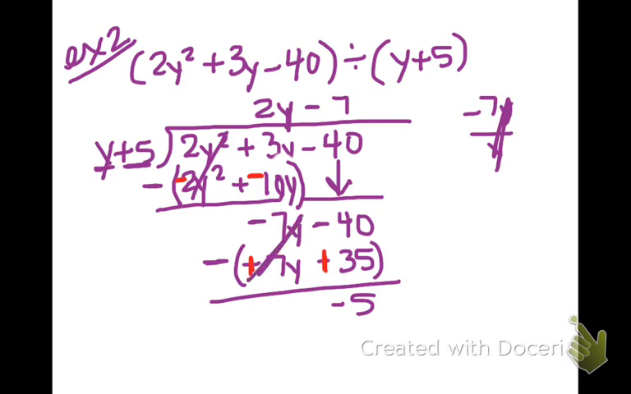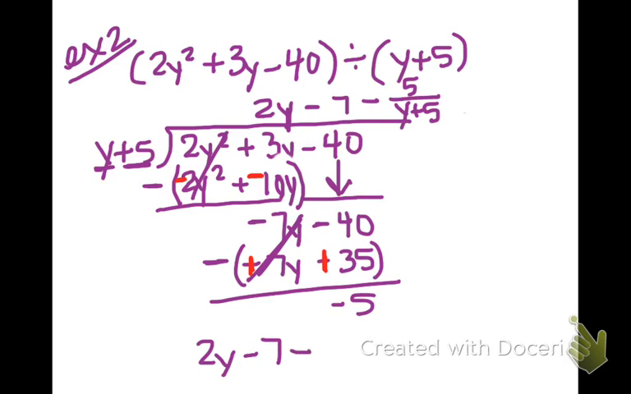So now this becomes our remainder. So we will write that as a remainder over the divisor. So minus 5 over y plus 5. So the solution, or the quotient, is 2y minus 7 minus 5 over y plus 5.